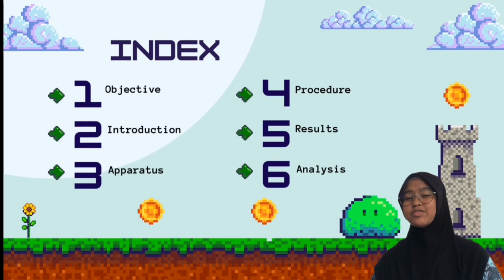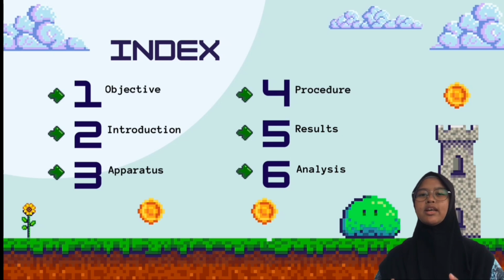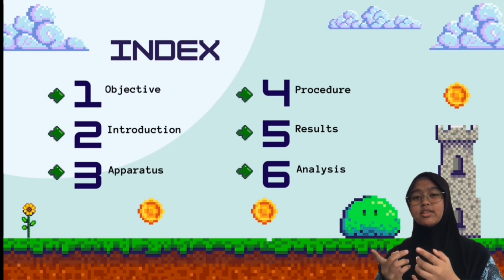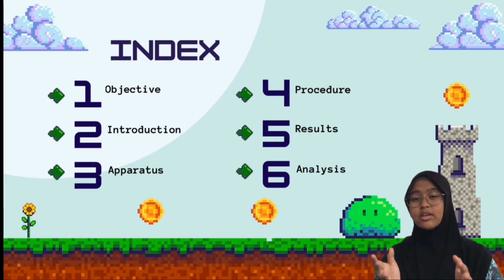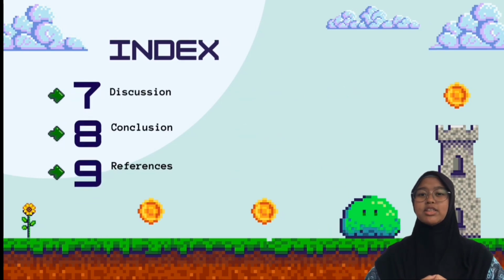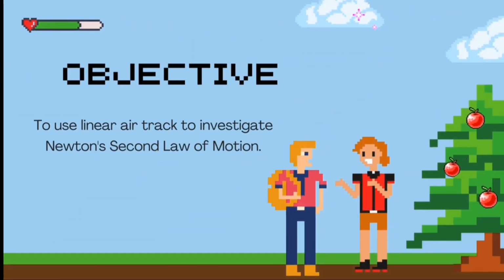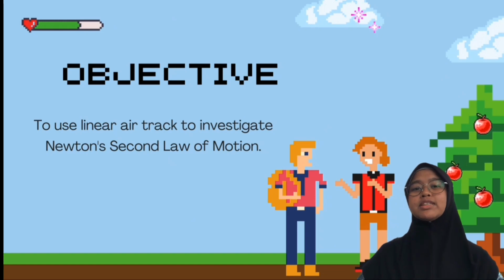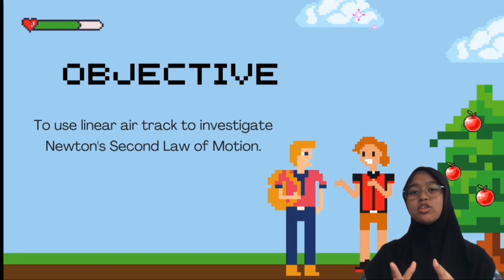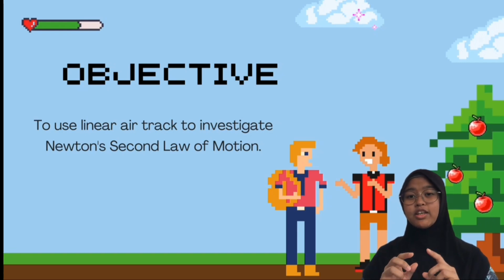So this is the index for this experiment, which is the linear motion experiment. It has 9 indexes. The first one is objective, introduction, apparatus, procedure, results, analysis, discussion, conclusion, and last but not least is reference. Moving on to the first index, which is objective. The objective of this experiment is to use a linear air track to investigate Newton's second law of motion.